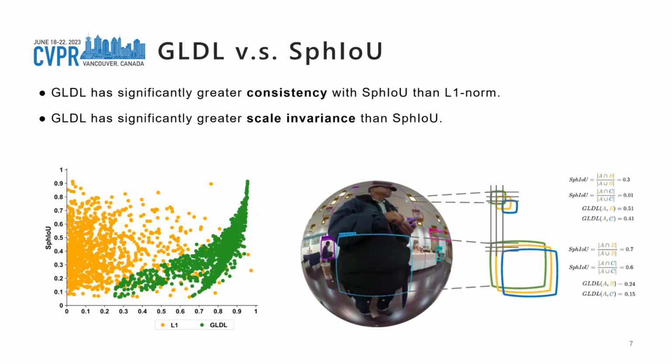Now that we have covered the technical aspects of our approach, let's move on to the experimental results and see how our method performs in practice. Firstly, we make a comparison between our proposed GLDL and spherical IoU. On the one hand, GLDL has significantly greater consistency with spherical IoU than L1 norm. On the other hand, GLDL has significantly greater scale invariance than spherical IoU.